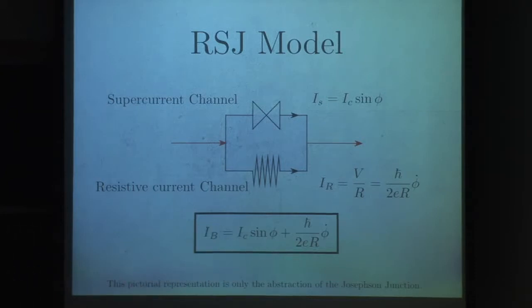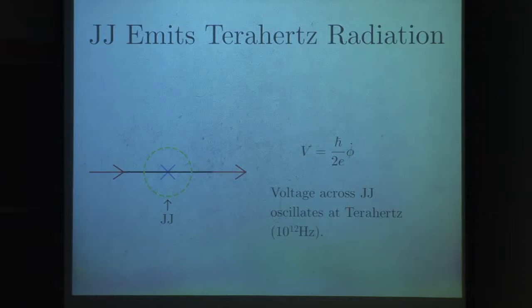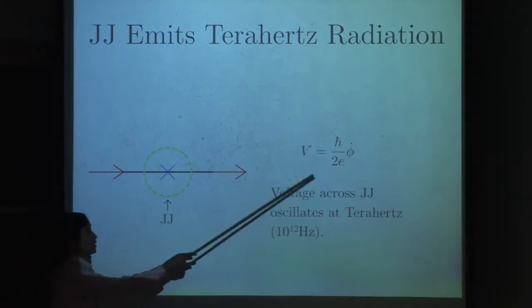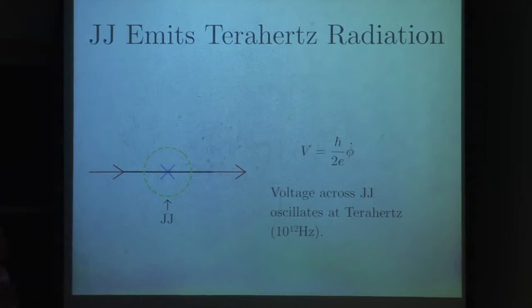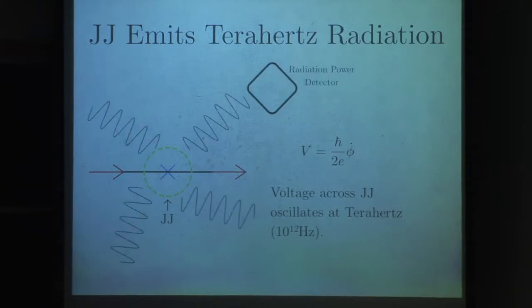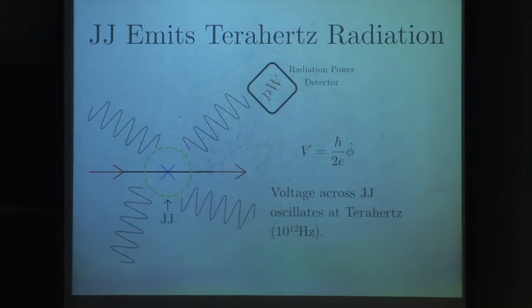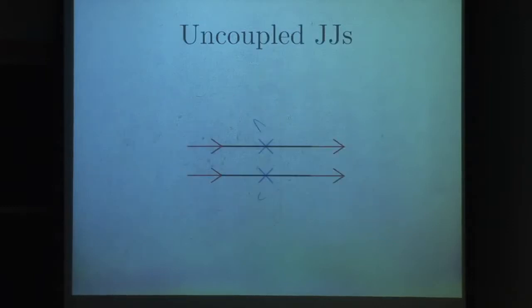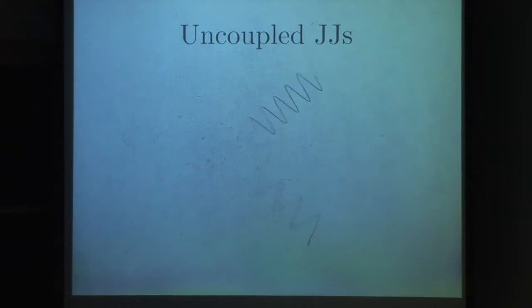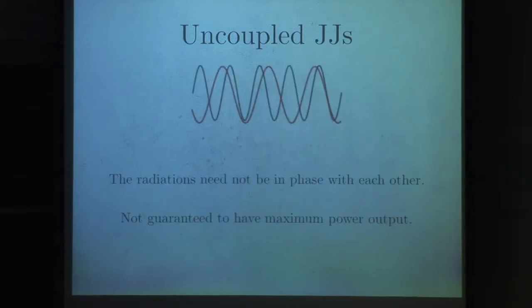Since the voltage drop across the junction obeys this equation and is a function of time, the voltage across the junction oscillates in the terahertz region. We can calculate that rather easily, but we don't have time to do that now. Because it oscillates at terahertz, it emits terahertz radiation. But the power that it emits for one junction is in the picowatt range, which is very small and not useful. So we can think of having more than one junction, but the terahertz radiation might not be in phase with each other, so we might not have maximum power output.